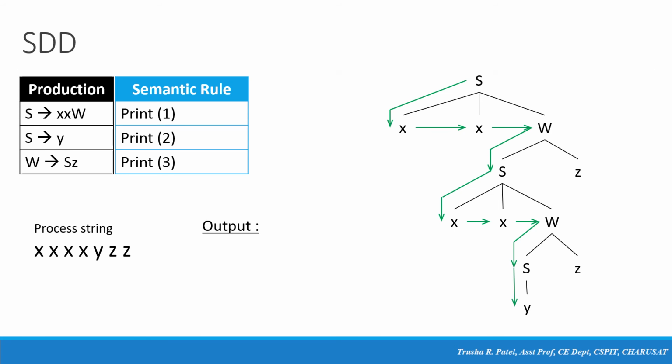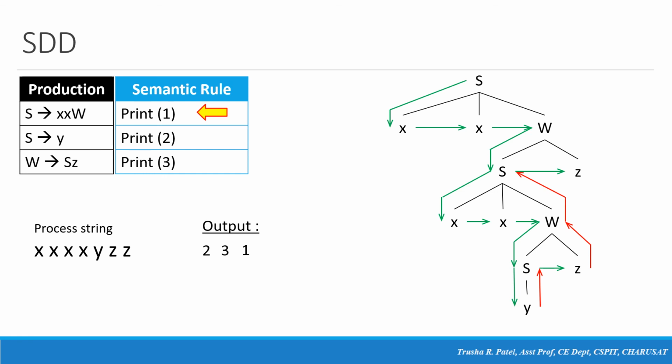So first we will go from S to Y. Now when we go from Y to S, first reduction, we will follow the rule associated with that. So it will print 2. Now next S to Z, then Z to W. So the grammar rule is W gives S Z, and the semantic rule is print 3. So it will print 3 on the output screen. Next is S gives XXY. So the semantic rule associated is 1, printing on the output screen.